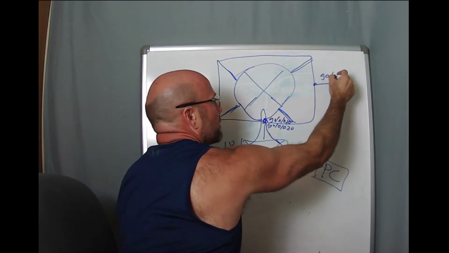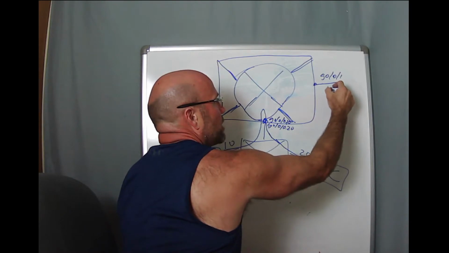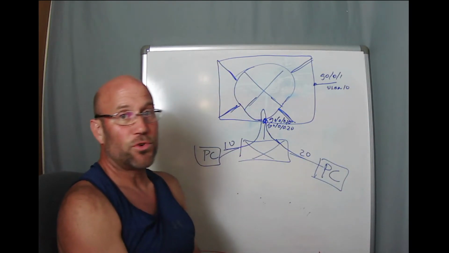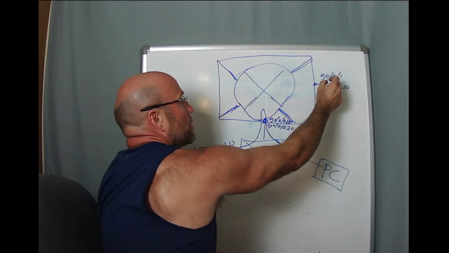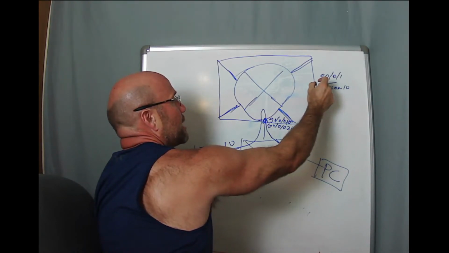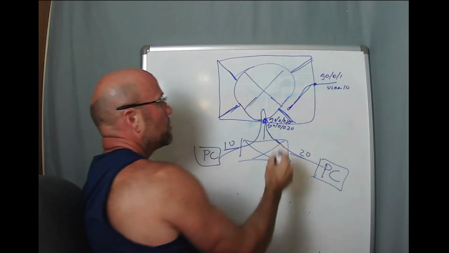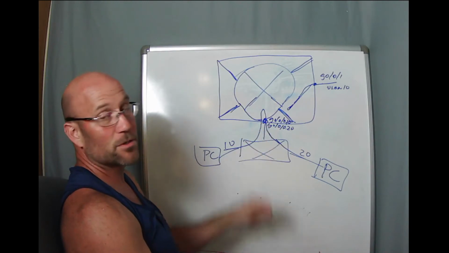Okay? But what you can't do is if you ever had a port on this switch, let's just say there was another interface that you wanted to put in VLAN 10, you couldn't do it. You could not add this to VLAN 10 across this bridging logic because you've terminated the VLANs on the physical port.